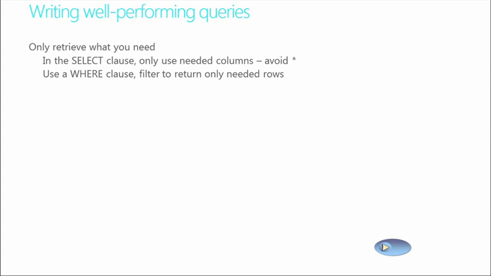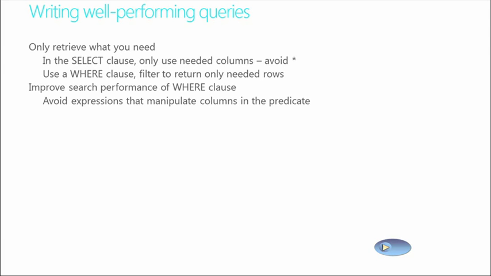Only retrieve what you need. In the select clause, if you only need 2 or 3 columns, specify those columns instead of specifying the asterisk, which returns all the columns for you. If you don't need all the rows, use a where clause, so you're not causing any additional load on the server. Be very specific about what you want retrieved.